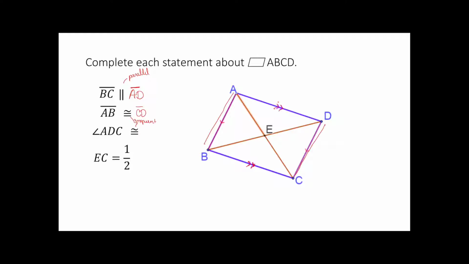Our third statement says angle ADC. We have to use a 3-letter combo here because we have 3 angles here at angle D. So ADC is going to be congruent to which angle? The one that's opposite it. So angle ABC. And finally, EC, the distance between E and C, is equal to 1/2 of what distance? So that is half of this whole diagonal AC. So the distance between E and C is 1/2 the distance between A and C.